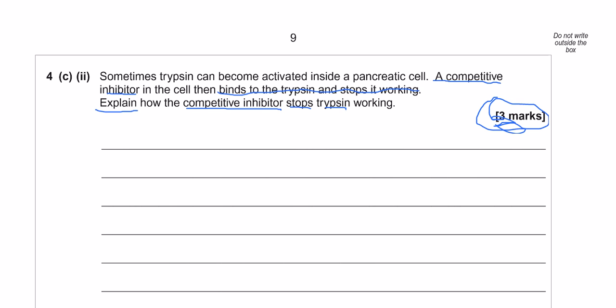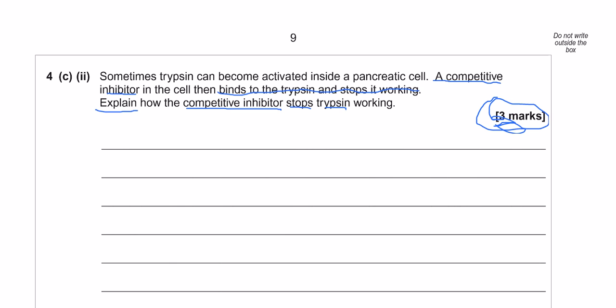Well, the first thing to mention is about the inhibitor itself. The inhibitor is a similar shape to the substrate, and therefore, if it's a similar shape to the substrate, it's going to block the active site. Or you could say it's complementary to the active site, or binds to the active site. And that's for the second mark.